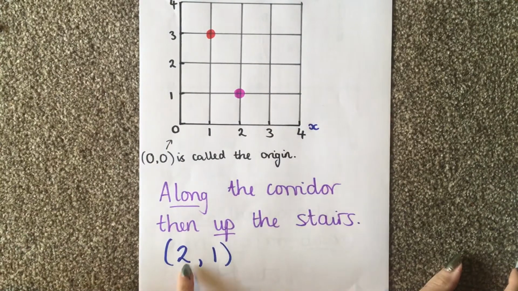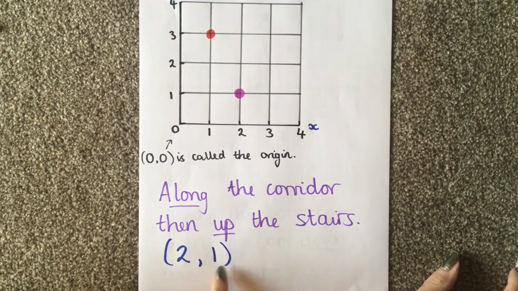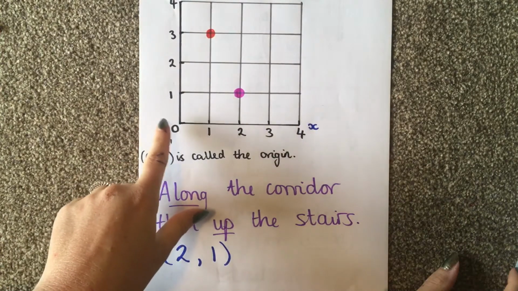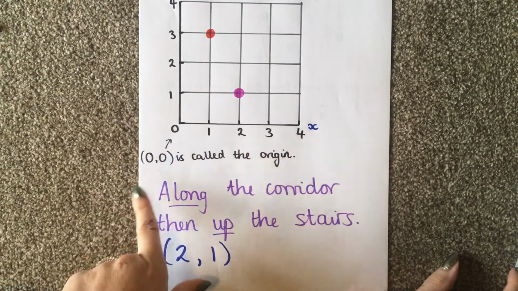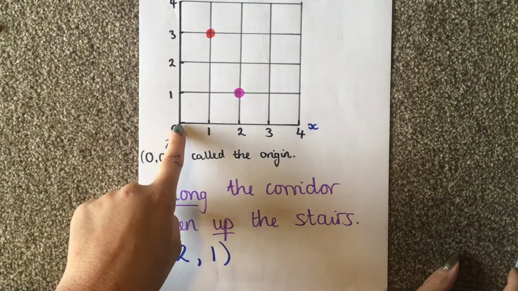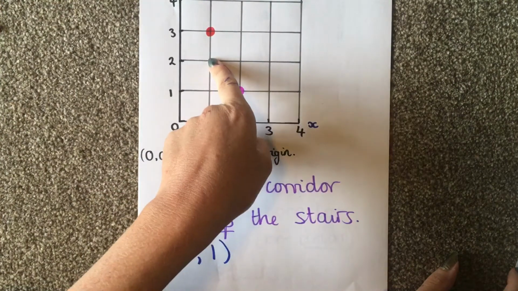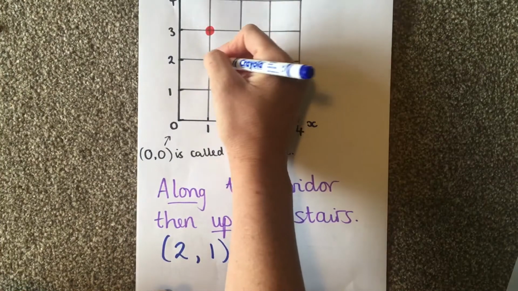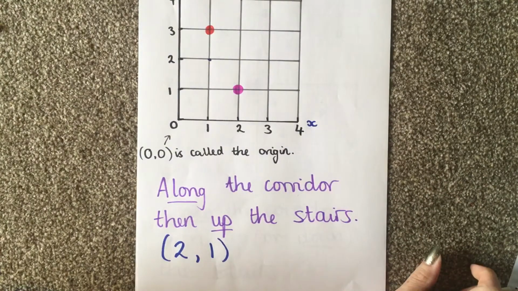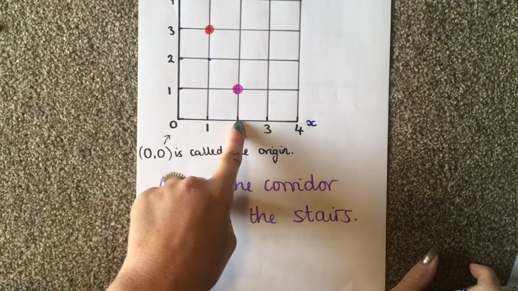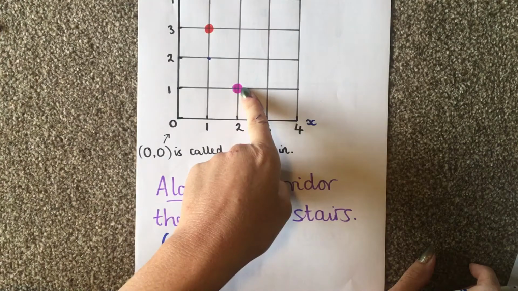It's not at (1, 2). Can you work out why not? It's not at (1, 2) because I've always got to think about going along the corridor first. So (1, 2) would be 1 here and then going up to 2. So that dot there would be (1, 2). What I've done is I've gone 2 and then up to 1.